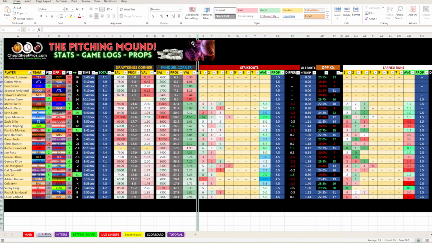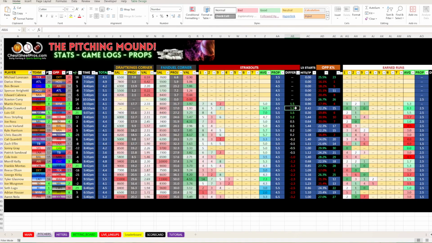Previously I had it over here. This morning after I released the sheet, I said, well, it makes sense to put it over here next to the average so we can see the average, the prop, and the difference. Like here you can see this prop is 5, he's averaging 3.5, so he's averaging 1.5 over. If you're looking at K props, you can sort this high to low.